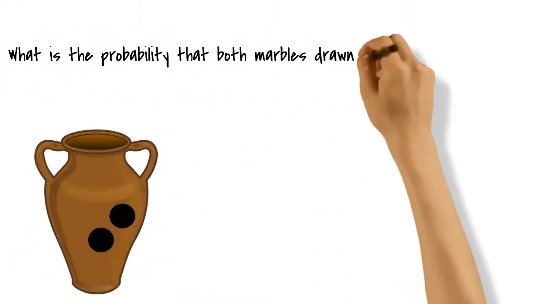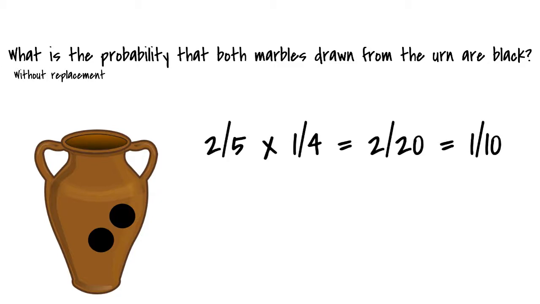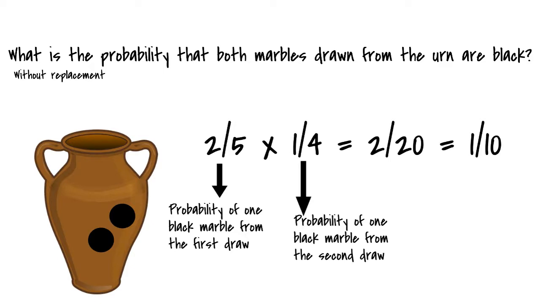Finally, what is the probability that both marbles drawn from the urn are black without replacement? We take 2/5, which is the probability of 1 black marble from the first draw, multiplied by 1/4, which is the probability of drawing 1 black marble from the second draw, and we get 2/20, or 1/10.